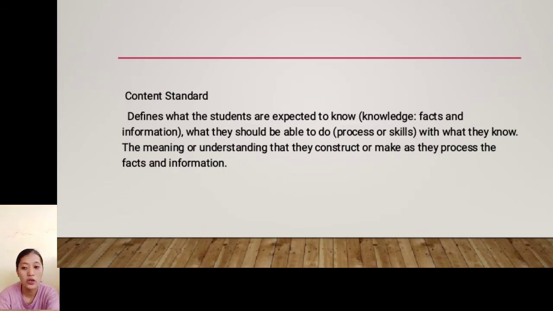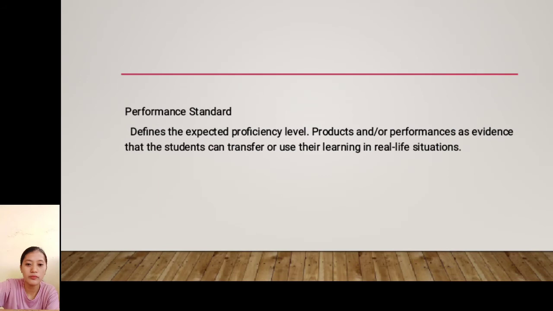So the fourth is the content standard. It defines what the students are expected to know, the knowledge, facts, and information, and what they should be able to do, or the process or skills with what they know. So the meaning is the understanding that is constructed from the process, the facts, and information. The fifth is the performance standard. It defines the expected proficiency level, products, or performances as evidence that the students can transfer or use their learning in real life situations.